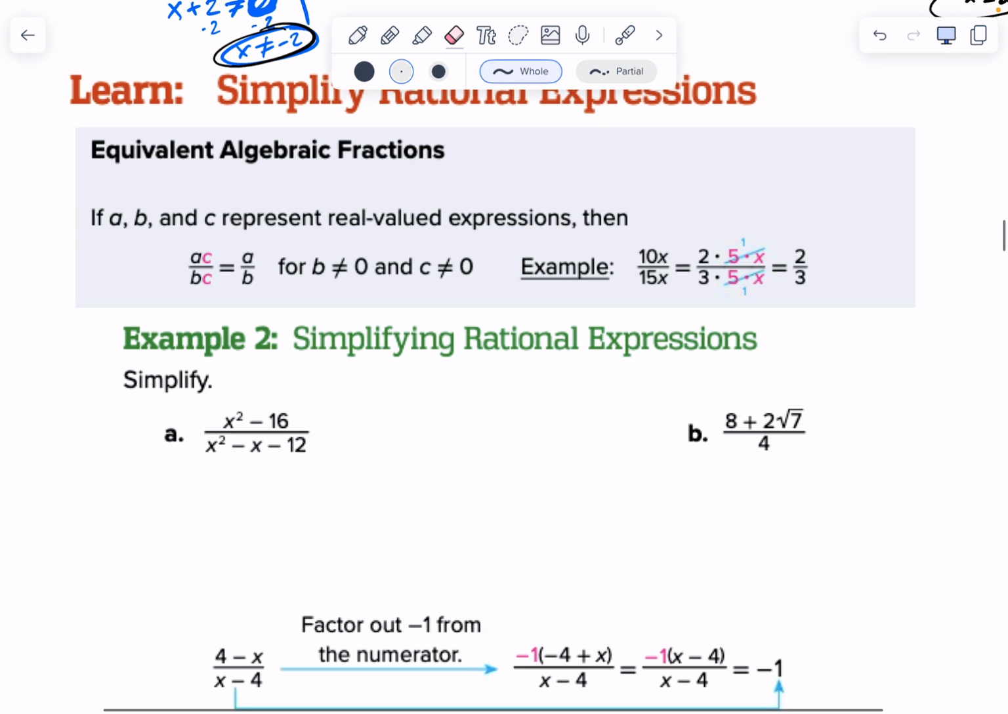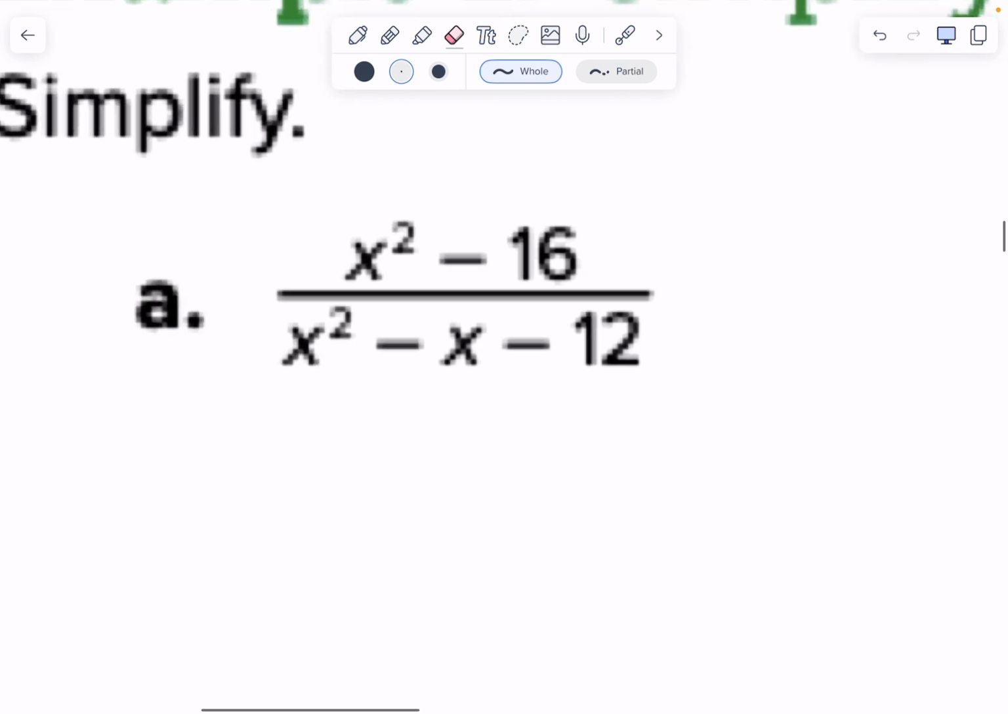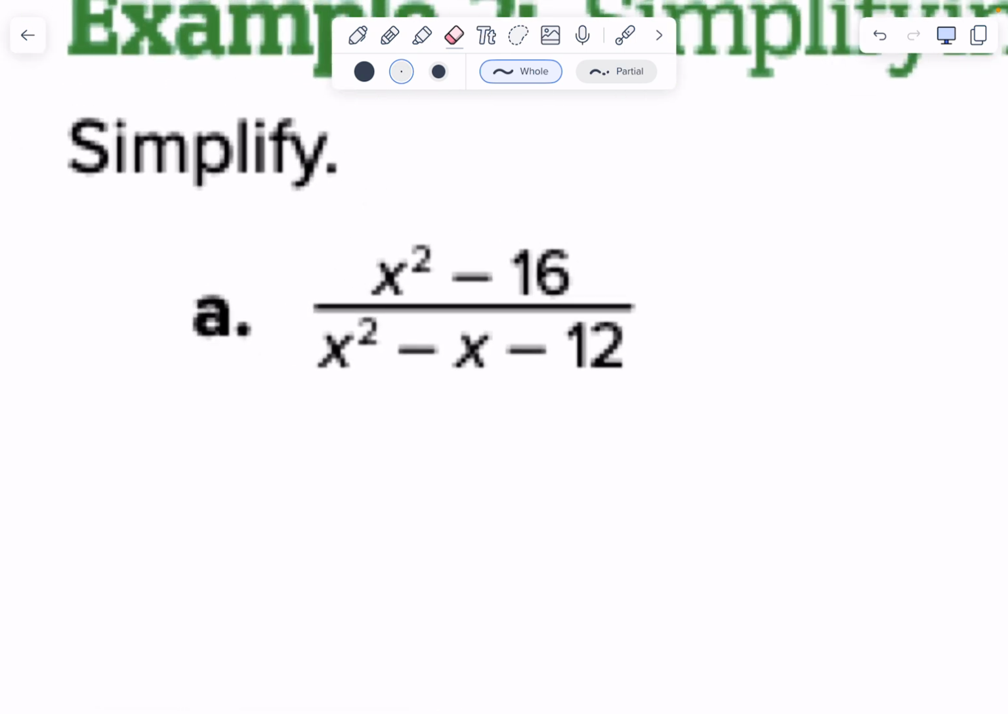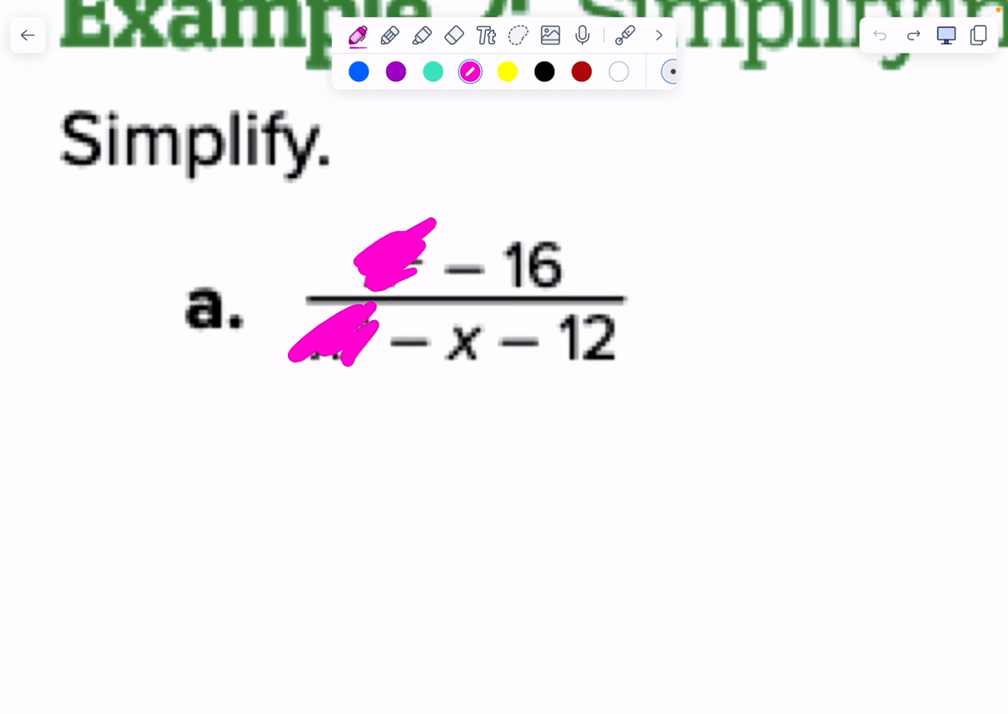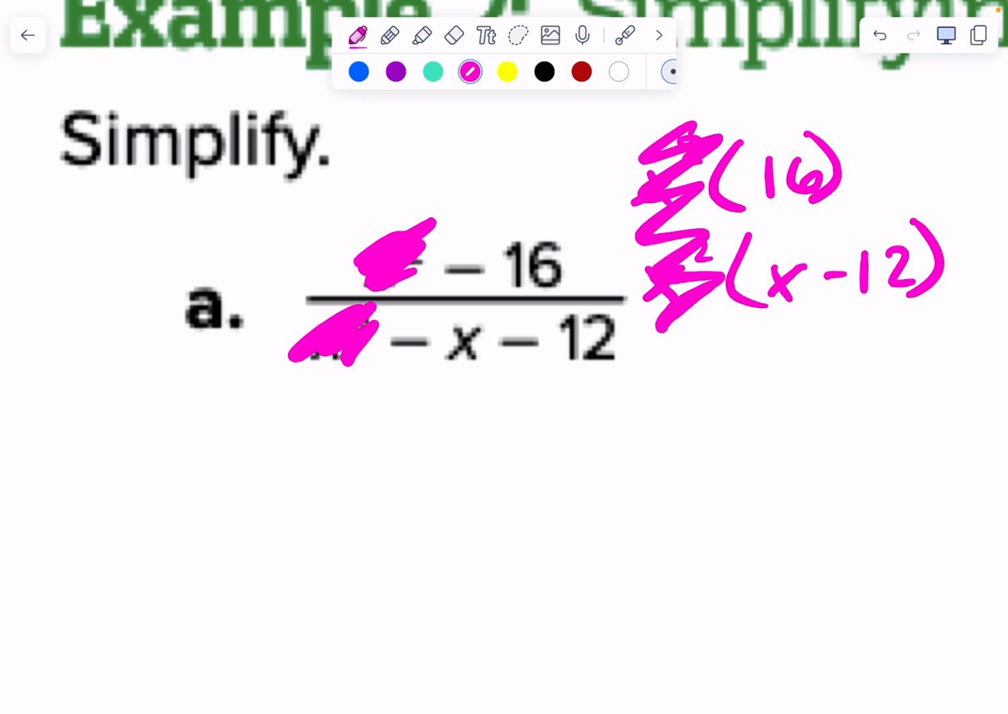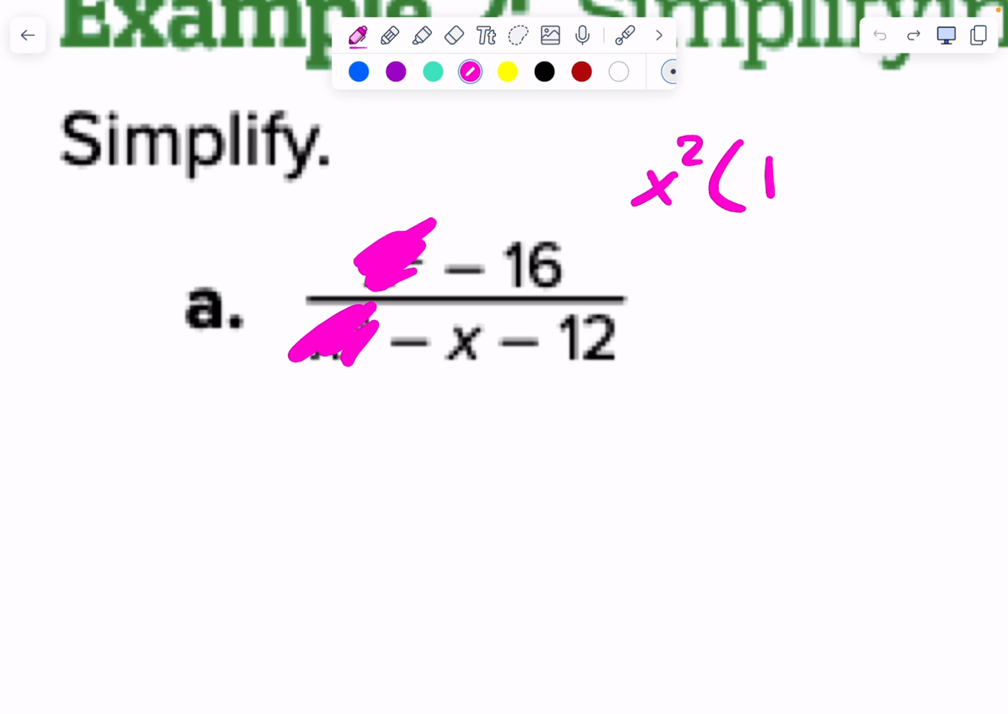Okay, let's go down here. Equivalent algebraic fractions. All right, simplifying rational functions. They want us to simplify this. How in the heck do I simplify that? X squared minus 16 over x squared minus x minus 12. Let's break them down and see if anything cancels. Can I cancel x squared and x squared? No. Why not? They're trapped by the pluses and minuses, right? If this was x squared times 16 and x squared times x minus 12, then I could cancel those, but the way that they are now, they are trapped by the pluses and minuses, so I can't do that.